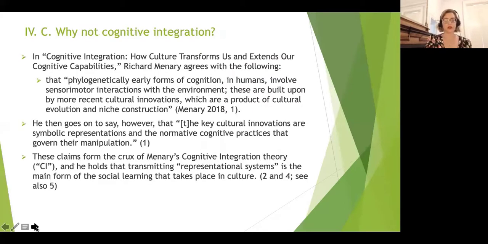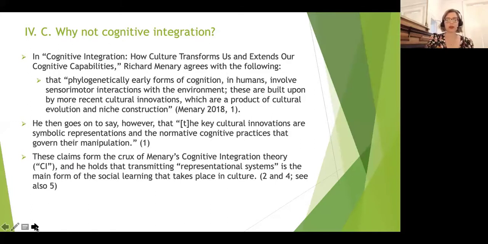All right, so why do I have the sense that cognitive integration is not for me? I'm going to explain that. In his 2018 article entitled Cognitive Integration, How Culture Transforms Us and Extends Our Cognitive Capabilities, Richard Menary agrees with the following, that, quote, phylogenetically early forms of cognition in humans involve sensory motor interactions with the environment.